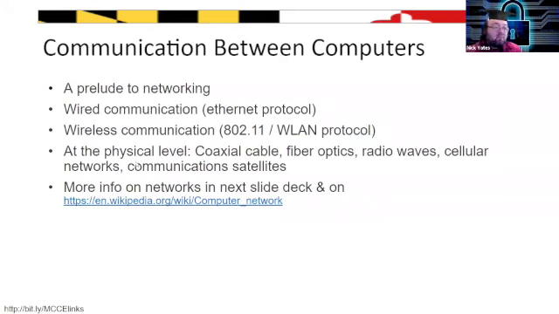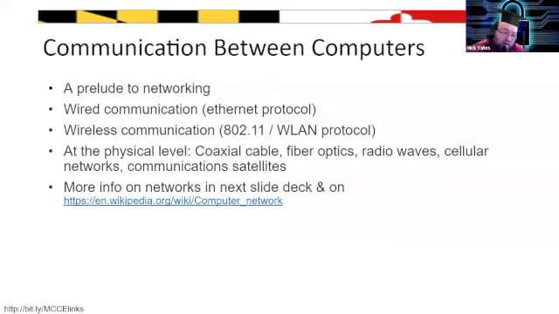Or phone, using wireless communication and the protocols associated with that. At the protocol level, of course, that was talking about how messages get sent and how we interpret those ones and zeros.